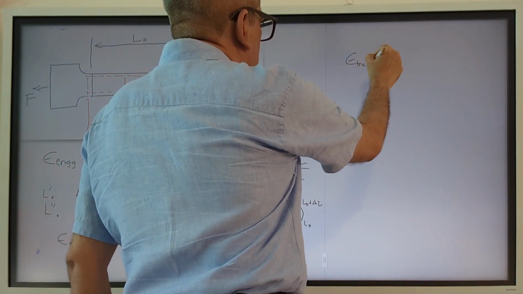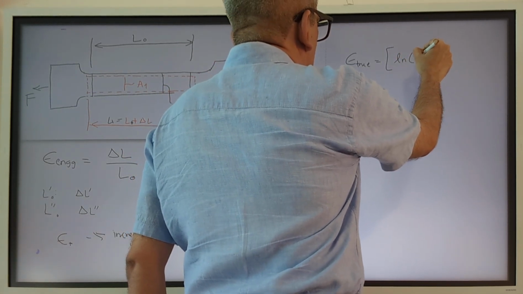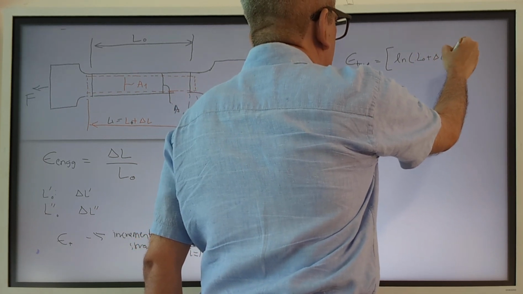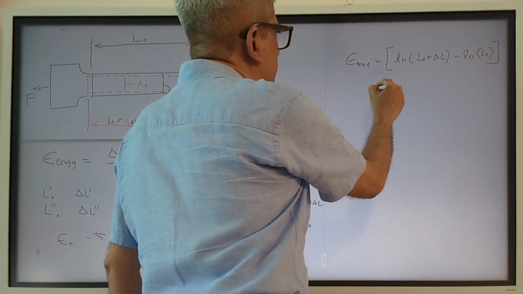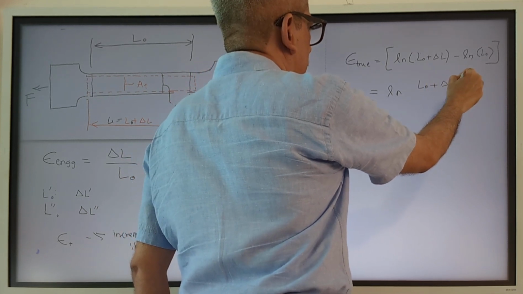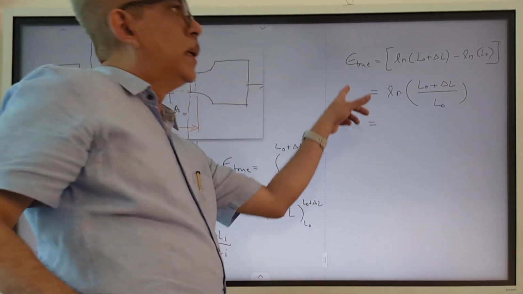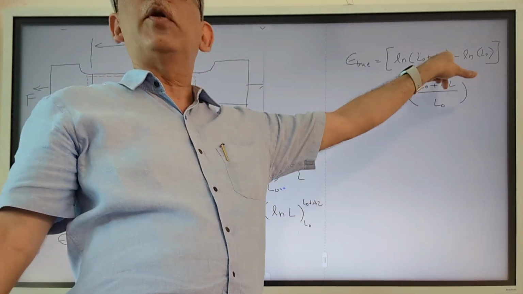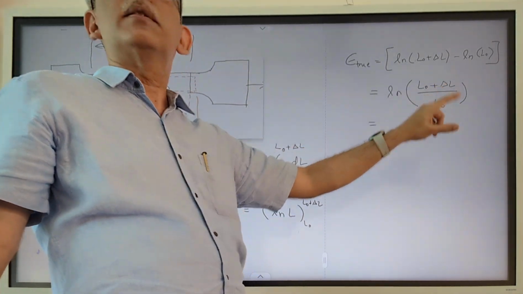So epsilon true can be written as log of L naught plus delta L minus log of L naught. So that can be written as L naught plus delta L divided by L naught. Right? So it is a definite integral. So if you substitute the limits, you will get this answer, which can be written by the log rule as this particular ratio.